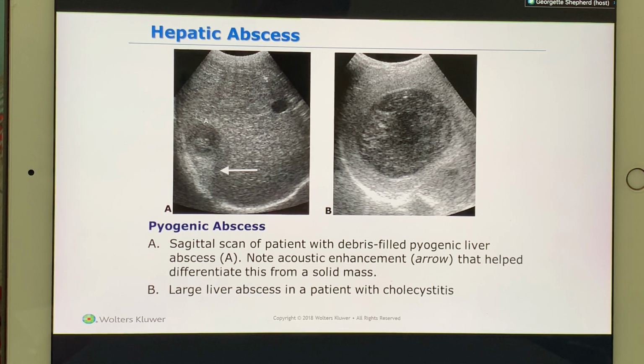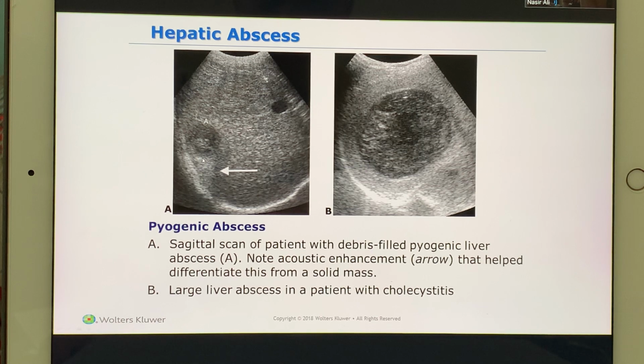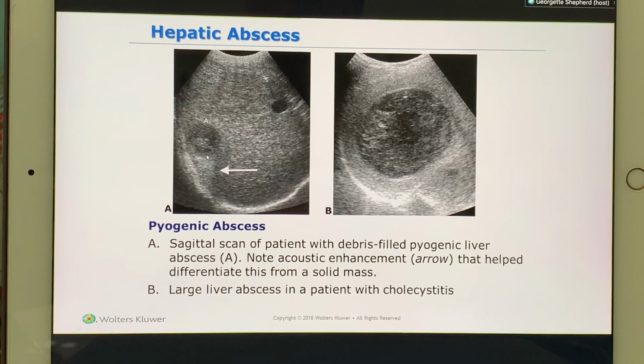So here is an abscess. It is full of debris. It does have acoustic enhancement. So that acoustic enhancement was our defining that it is not a solid mass. Anytime you see posterior enhancement, it's mostly cystic. Okay?